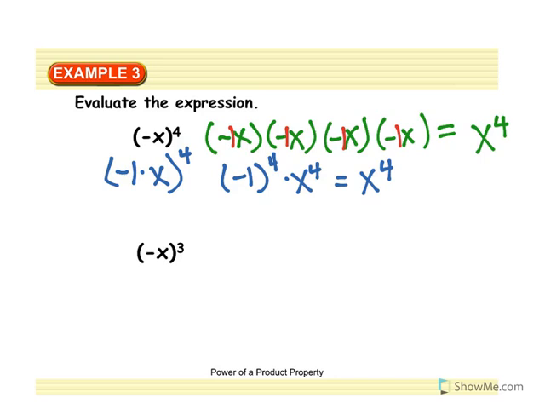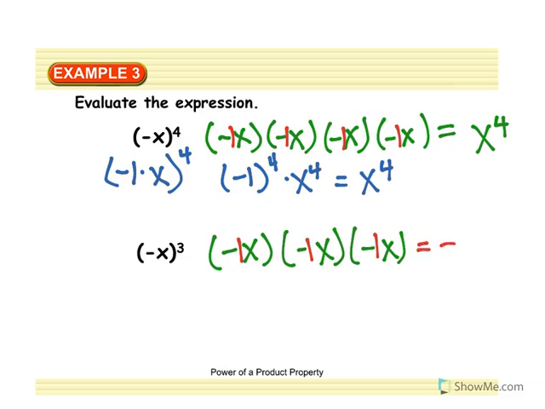Now what's going to happen with this next one? Well, this next one becomes tricky because we have negative x 3 times. So again, if I drop that coefficient in there, I've got negative 1 times negative 1, which is positive 1, times another negative 1, which is going to be negative, and x times x times x is x to the third.